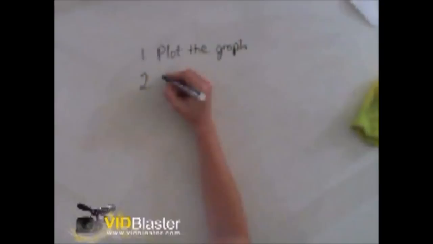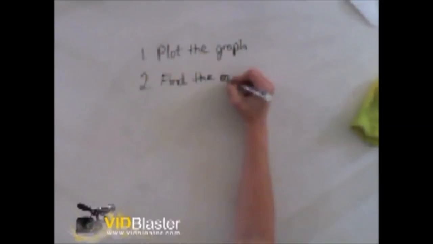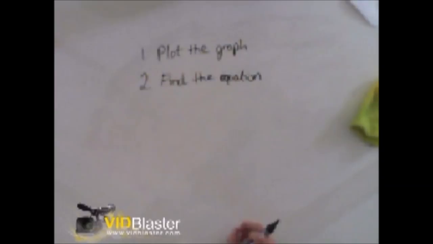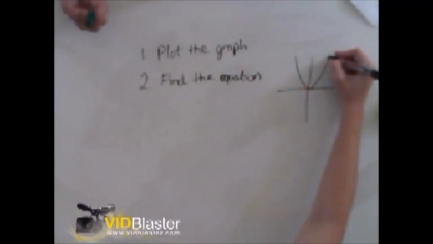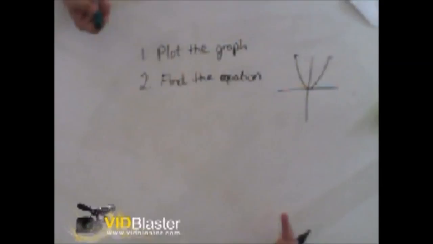Then the second type of question that we get is find the equation. That's when you've got the picture of a graph and you need to find the equation of it. Generally, you'll get given a picture of a graph, and you'll have at least two pieces of information. And some of the pieces of information are implicit.